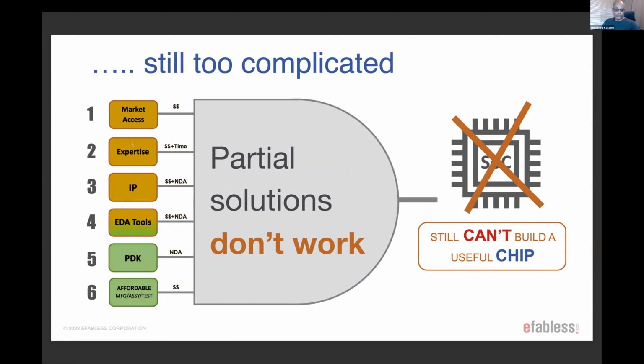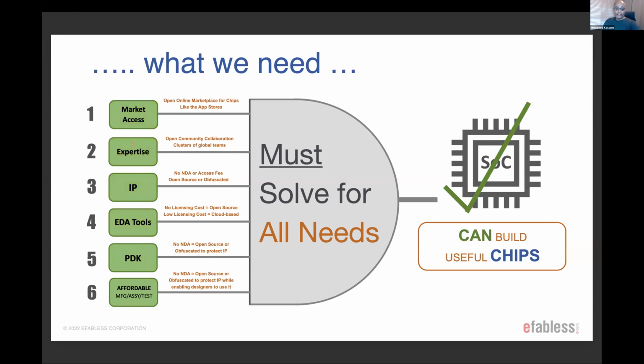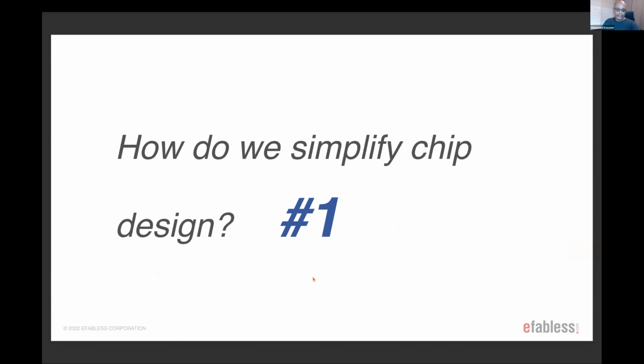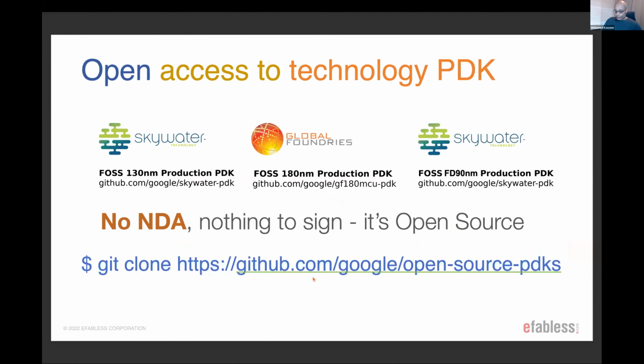Today, there are partial solutions. You'll find different providers like Europractice, MOSIS, CMP, and others in the world. They did a good job providing some of the infrastructure, but it's still not as complete as possible to make it available to everyone. What we need is a complete solution, and we address every one of these arms of the AND gate in different ways. You can read the small text later; this is a general representation that I will cover in the coming slides. So, how to simplify chip design in general, starting with open access to the PDK.